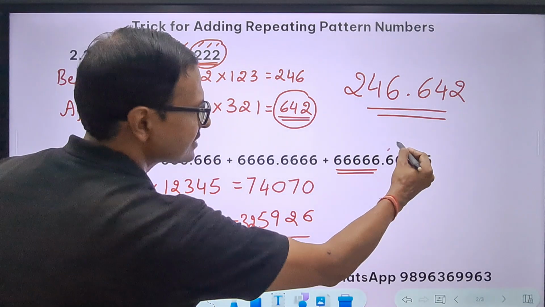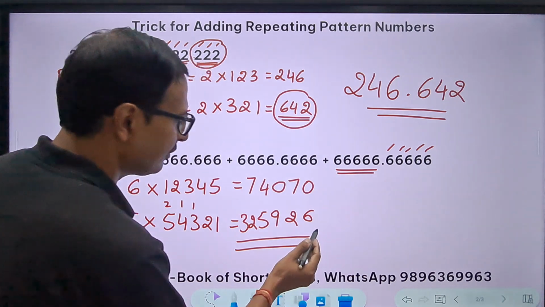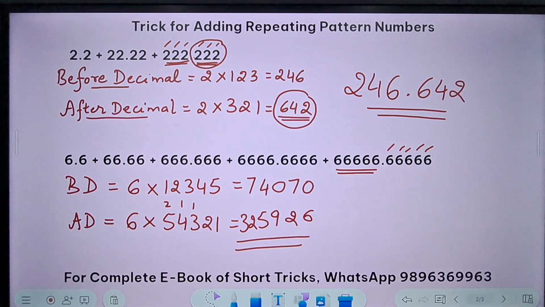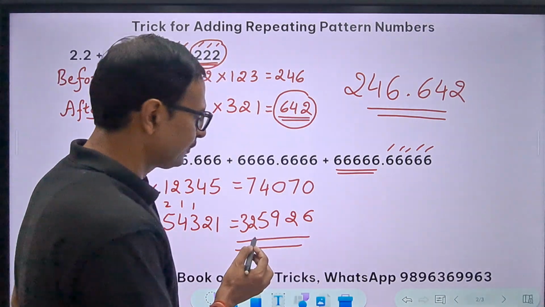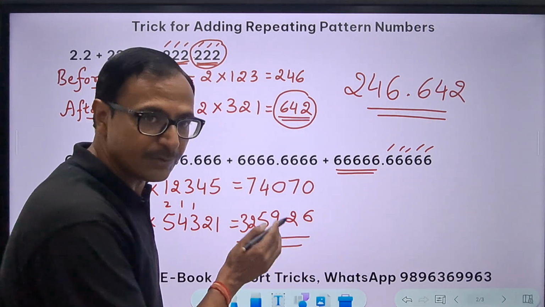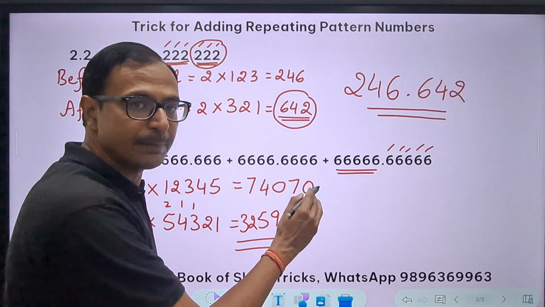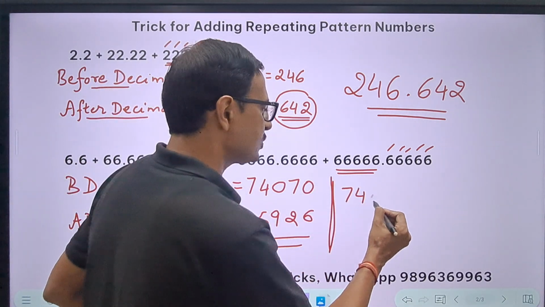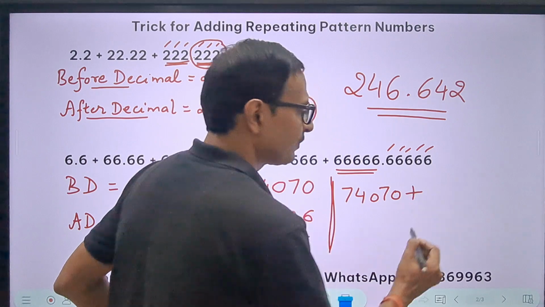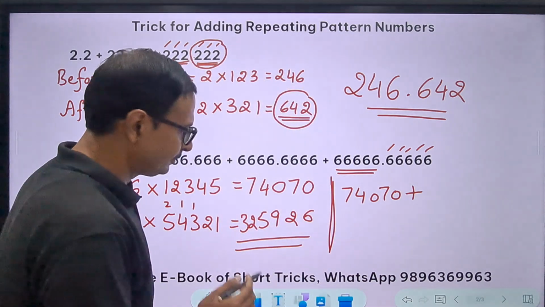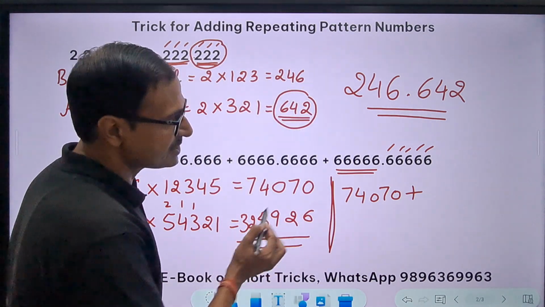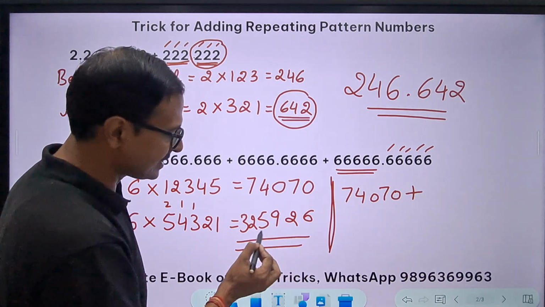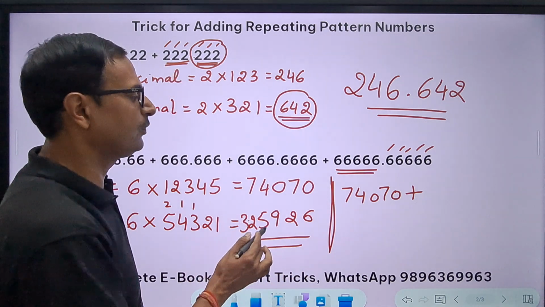We have 5 sixes after decimal and here we have 6 digits. Now how do we tackle this situation? We have to put a decimal 5 digits from the right hand side of this number and then add it to the previous number. So what will be the result here? 74070 is not going to change. I am just going to add what? See, 6 digits and 5 sixes. That means I am going to add 3.25926.